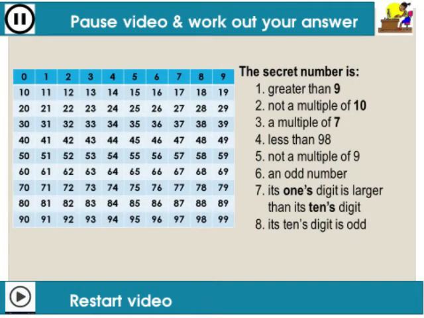The secret number is: 1, greater than 9; 2, not a multiple of 10; 3, a multiple of 7; 4, less than 98; 5, not a multiple of 9; 6, an odd number; 7, its ones digit is larger than its tens digit; 8, its tens digit is odd.